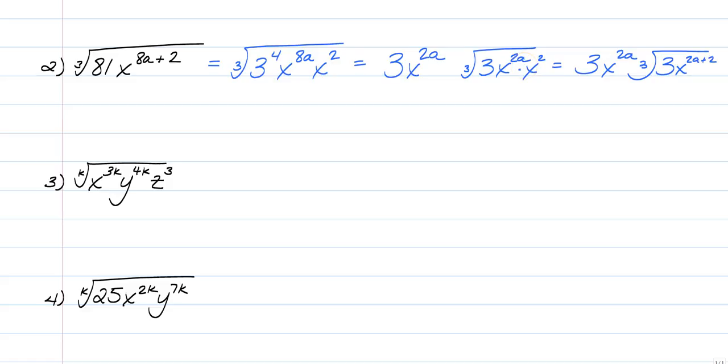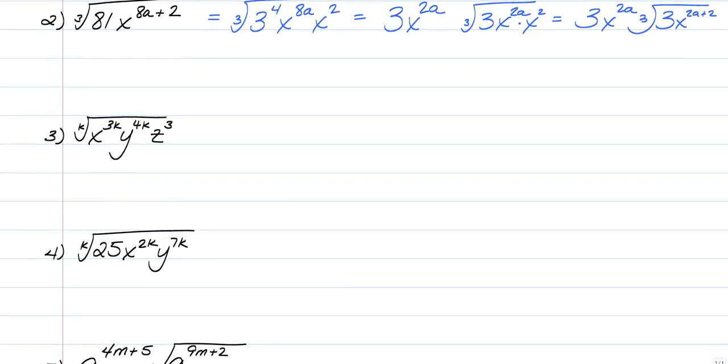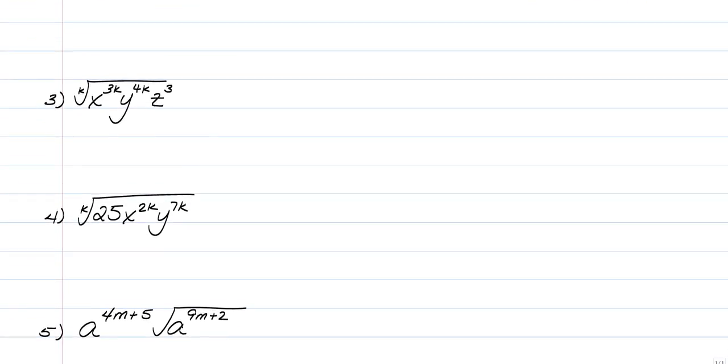Okay? Next one. Now we're taking a kth root. So the kth root of 3k is simple. 3k divided by k is 3, so we can take out x cubed. 4k divided by k is 4, so we could take out y to the fourth. And 3 is not divisible by k, so we're just going to keep that as the kth root of z cubed. And we're done. That's it. Whenever you're taking like a kth root or any variable inside the index root, it's extremely simple to do.